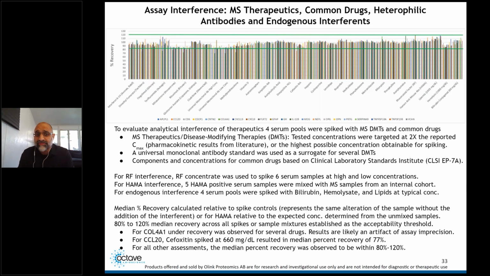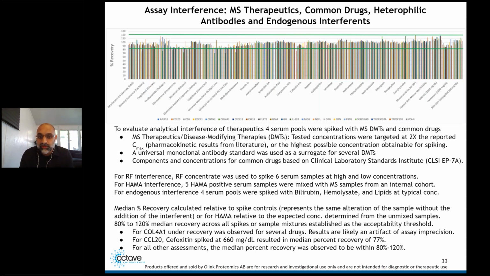For RF interference, rheumatoid factor, we accessed a RF concentrate that we then used to spike into serum samples at both high and low concentrations. For human anti-mouse antibody interference, we accessed samples that were confirmed positive for human anti-mouse antibodies. And then we did a similar experiment to our accuracy experiment where we mixed them with MS samples from our internal cohort. For endogenous interference, I'm referring to bilirubin, hemolysis, and lipemia.